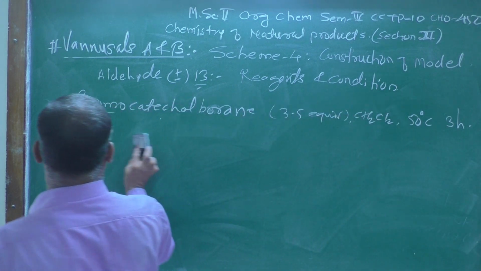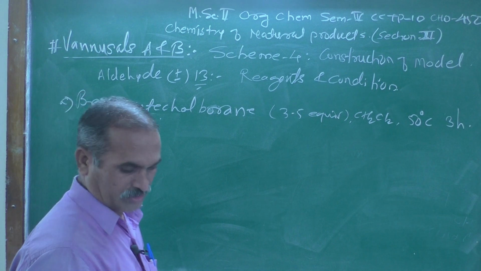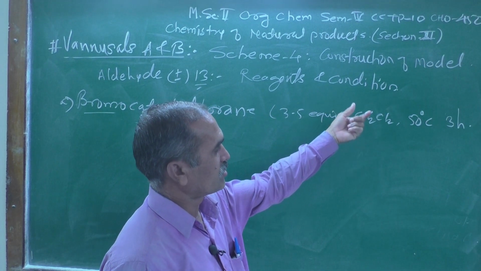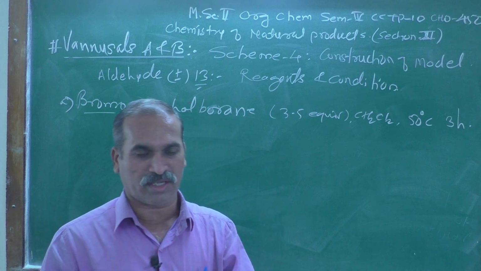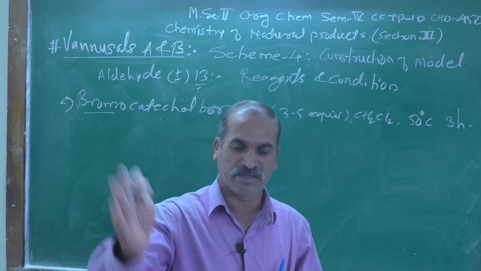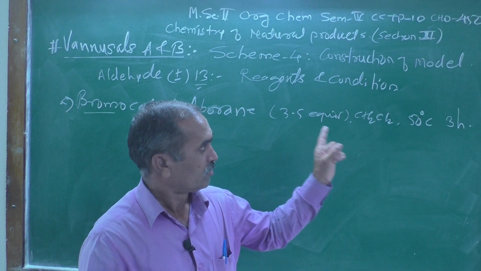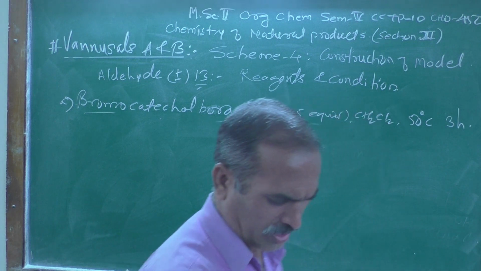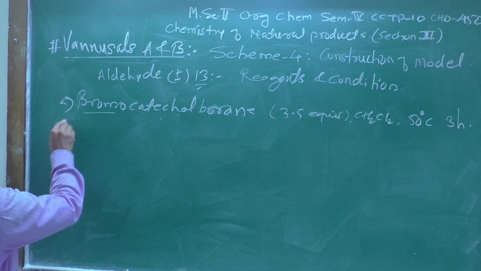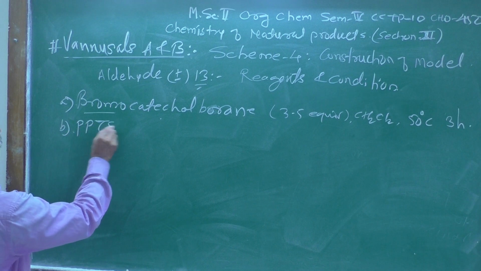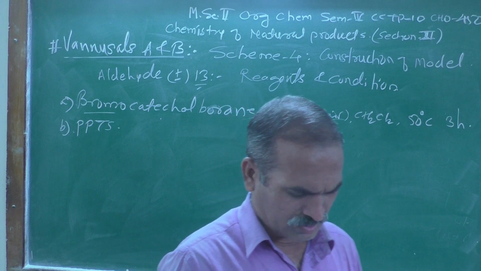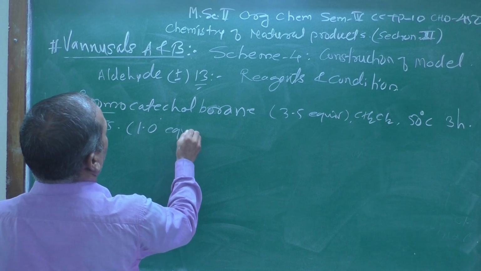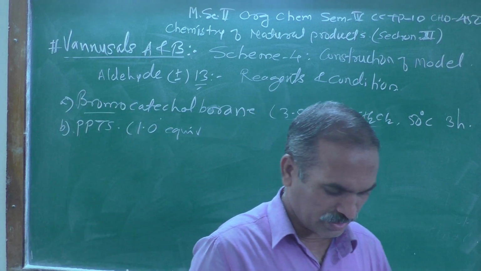Now, bromocatechol borane is taken at 3.5 equivalent, the solvent used is DCM, dichloromethane, the temperature of the reaction is kept at 50 degrees centigrade, and the reaction is stirred for 3 hours to get the product. Now, let us see the second reagent added here, PPTS, which is 1.0 equivalent, that is polyphosphoric toluene.